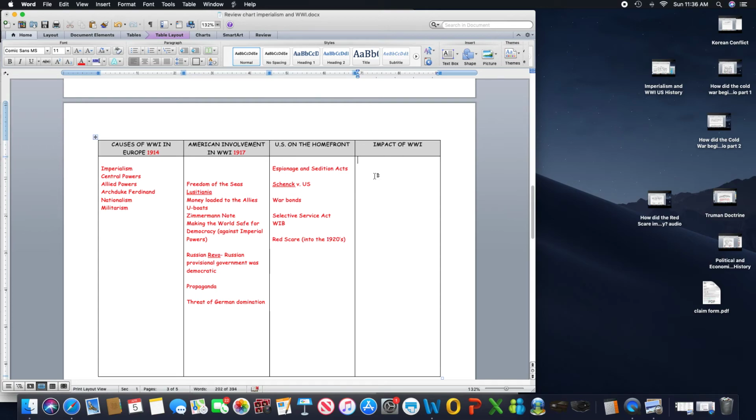And then the impact of World War I, of course, we start off with Wilson's 14 points, the idea of self-determination. But that didn't go over so well, and we have the Treaty of Versailles signed instead. That included a war guilt clause saying, Germany, this is all your fault, and you've got to pay us a lot of money. Well, the Europeans had to be paid a lot of money, and that's called reparations.